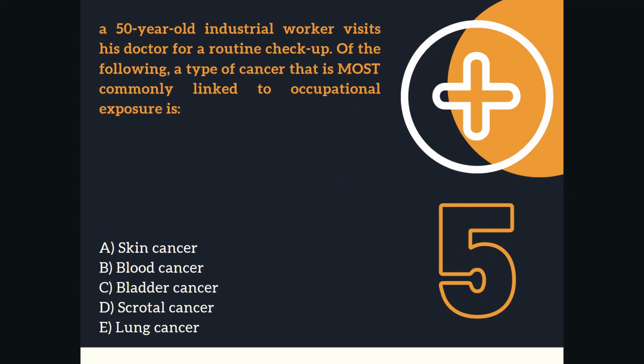A 50-year-old industrial worker visits his doctor for a routine checkup. Of the following, a type of cancer that is most commonly linked to occupational exposure is A, skin cancer, B, blood cancer, C, bladder cancer, D, scrotal cancer, and E, lung cancer. A. No, the answer is E, lung cancer.